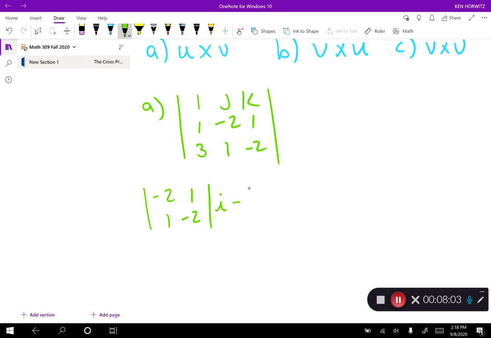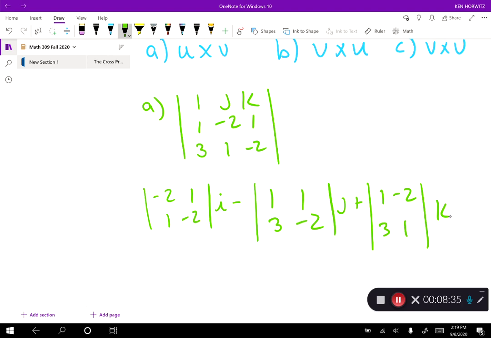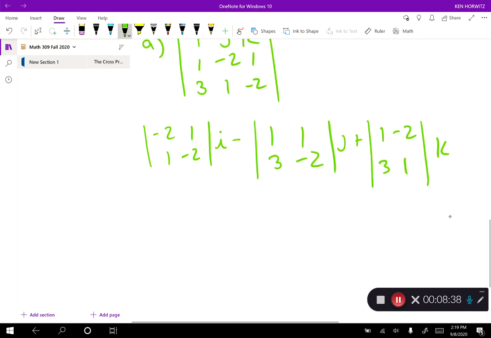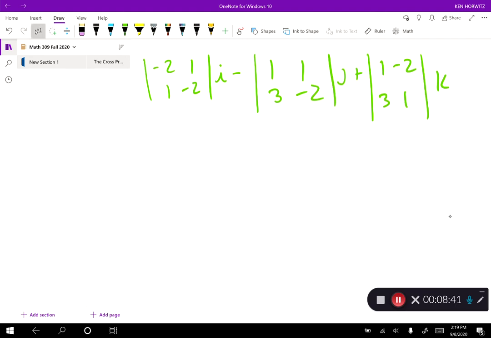So now I'm going to go to the J column. I'm going to cover up the J column and write out my determinant, which is 1, 3, 1, -2, times my J, which is the column that I covered up. And then again, the signs are going to switch, so I'm going to add that to cover up my K column, and my determinant is 1, -2, 3, 1, times K. So now that I have my three determinants all set up, I want you to pause the video. I want you to work out the determinants, and I'm going to give you the answer on the other side.